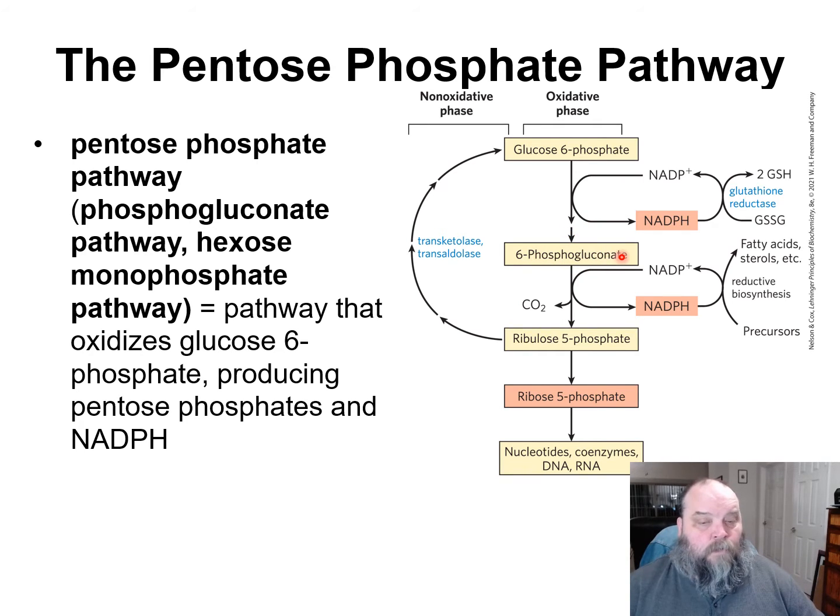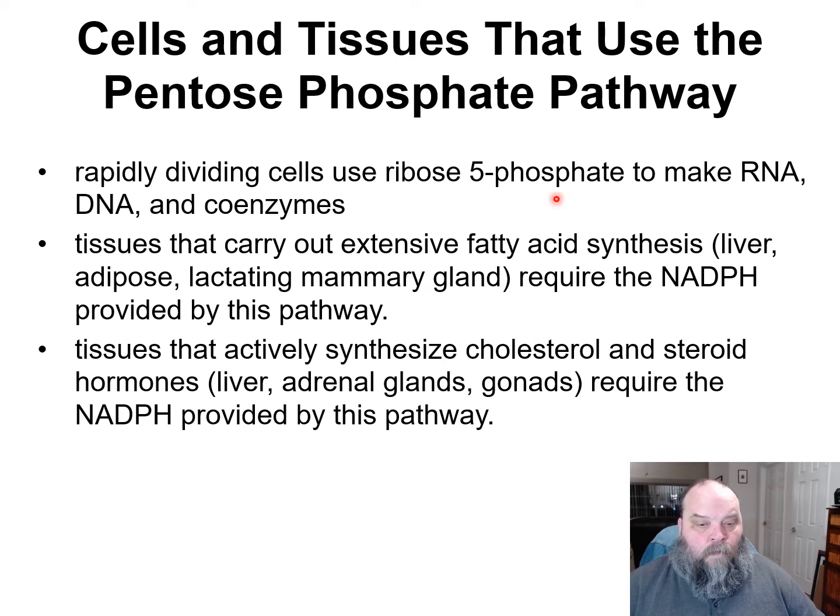6-phosphogluconate is again oxidized, making NADPH, and CO2 is released, so you end up going from a 6-carbon to a 5-carbon ring. Ribulose 5-phosphate. Ribulose 5-phosphate turned to ribose 5-phosphate, which is the sugar base for RNA, DNA, and whatnot. We're going to see that ribose 5-phosphate, like I said, RNA, DNA, some coenzymes are going to use this.